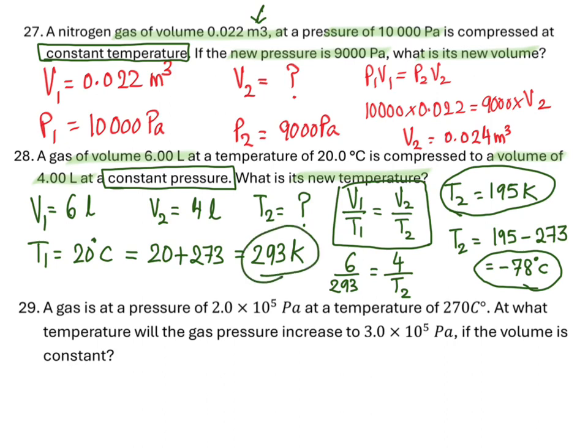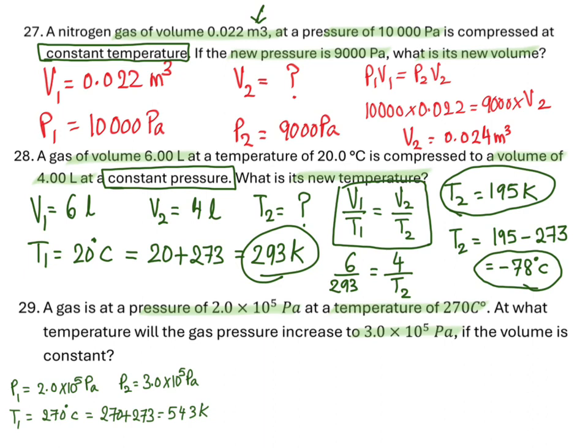Okay. Next, a gas is at a pressure of 2 times 10 power 5 Pascal at a temperature of 270 degrees Celsius. So we have got the pressure and temperature which we can write down. At what temperature will the gas pressure increase to 3 times 10 power 5 Pascal? Okay, so before that, as I said, degrees Celsius needs to be converted to Kelvin. So you can see that 270, I'm adding 273 to it to get the temperature in Kelvin, which is 543 Kelvin. Now the new pressure is given to us, 3 times 10 power 5 Pascal.